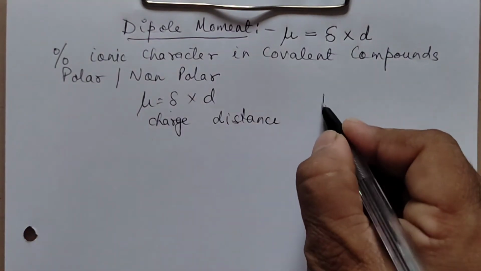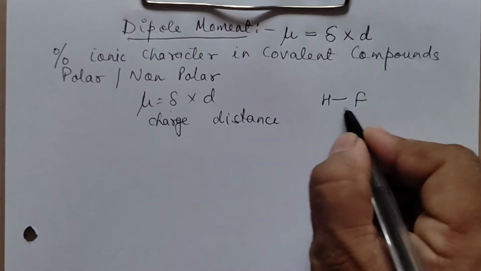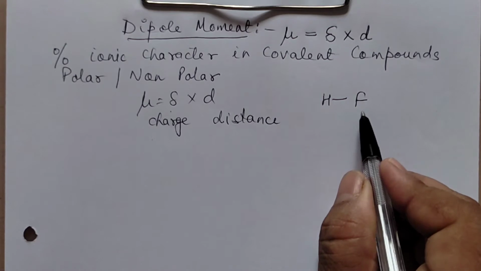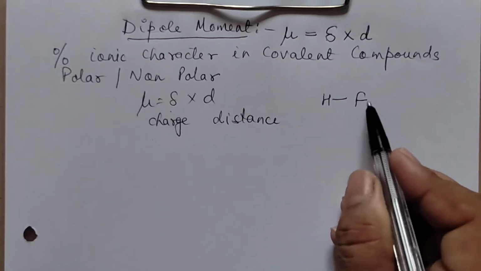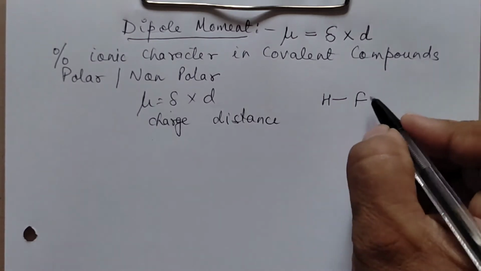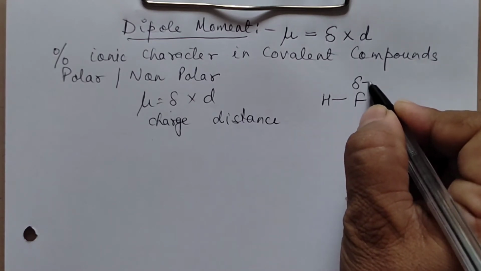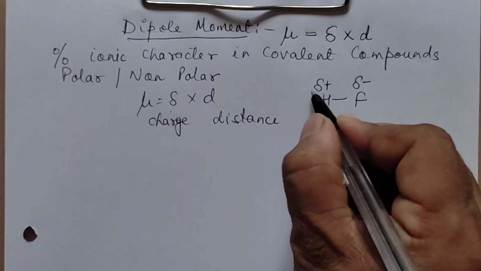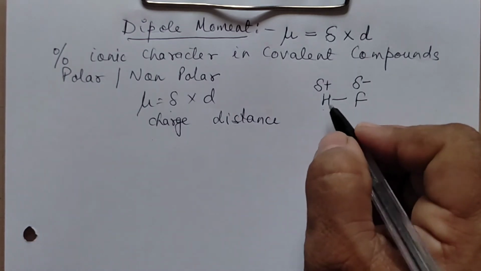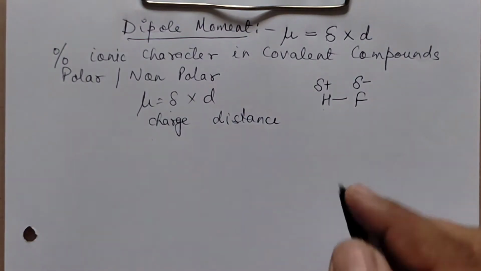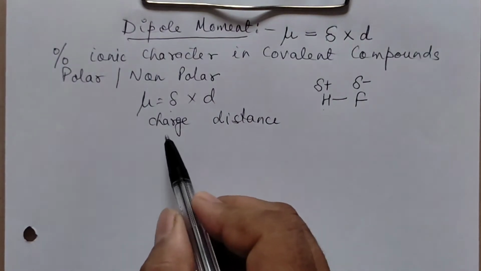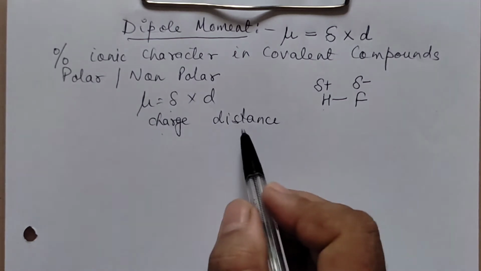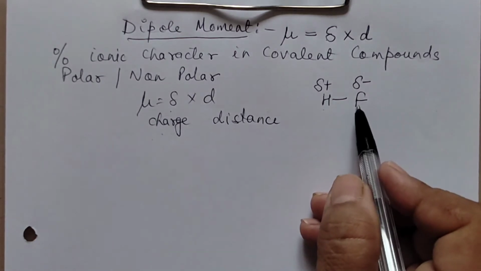Let me consider, say, HF. There is electronegativity difference between hydrogen and fluorine. Fluorine, being more electronegative, will pull the electron pair towards itself. So this will develop a partial negative charge, and hydrogen will develop a partial positive charge. The magnitude will be same in both, but the sign will be different, right? So what is the charge? That value multiplied by the distance between the two combining atoms.